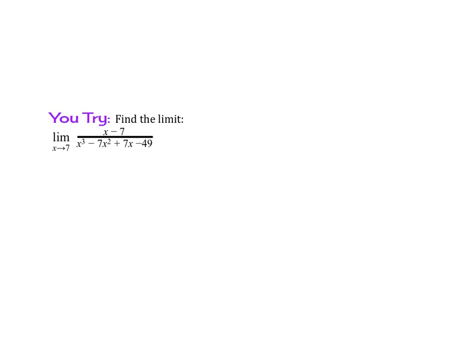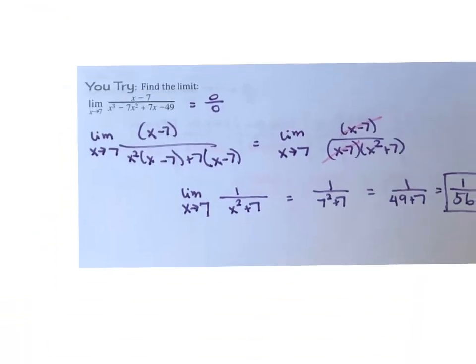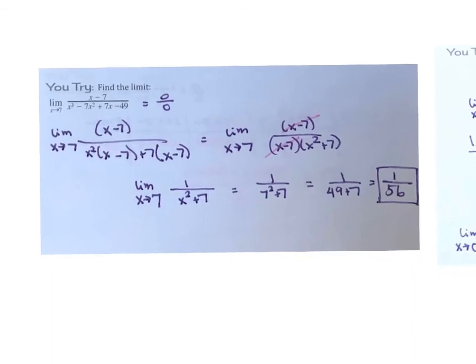So try out this next example. Find the limit as x approaches 7 of x minus 7 over x cubed minus 7x squared plus 7x minus 49. Of course, when you try to plug in 7, you will get the indeterminate form 0 over 0.